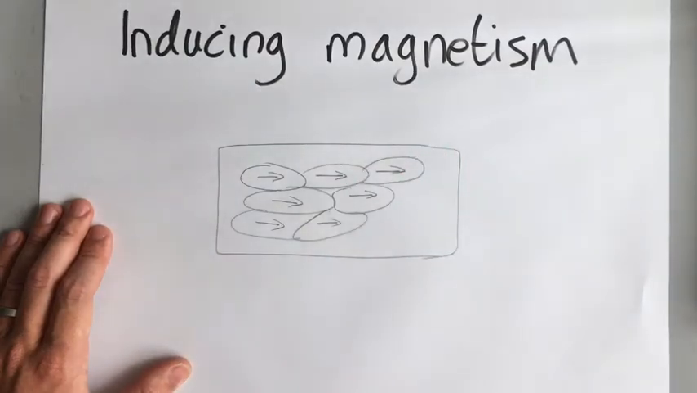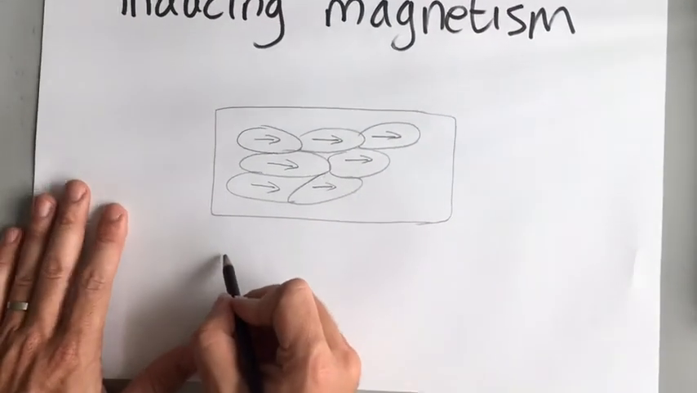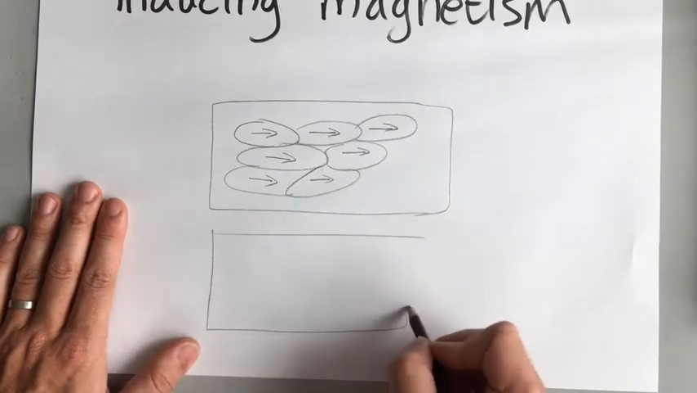a permanent magnet. Now, inside the nails, the grains look more like this.